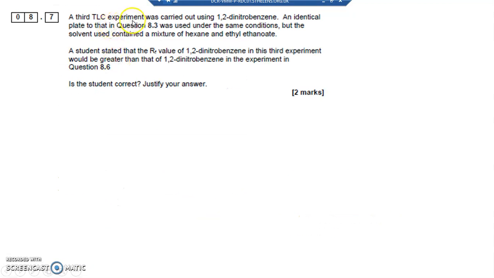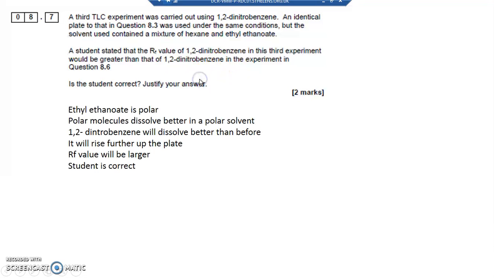A third thin layer chromatography experiment was carried out, and an identical plate was used under the same conditions. The student stated that the RF value of 1,2-dinitrobenzene in his third experiment would be greater than before. Is the student correct? So the solvent that they're using is ethyl ethanoate. Now, ethyl ethanoate is an ester. It's got a C double bond O in there. It's got polar bonds within it. So the ethyl ethanoate is polar.